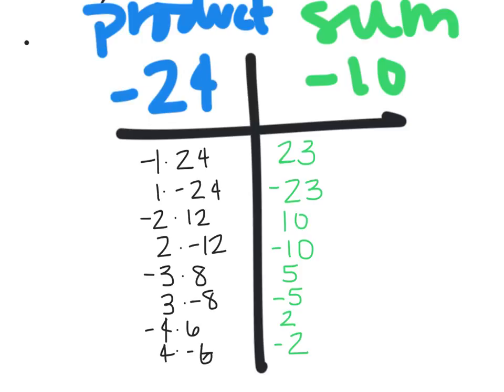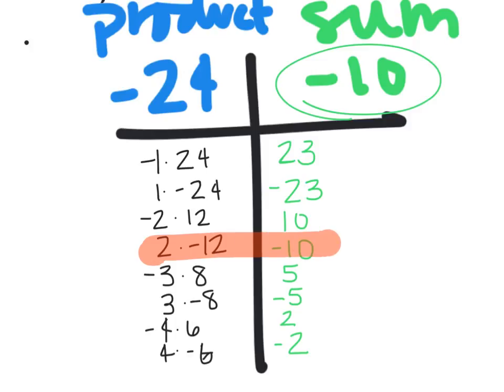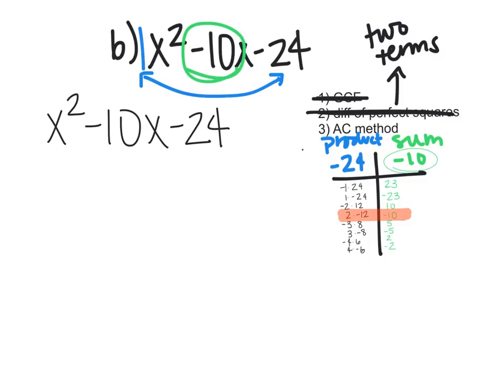So remember, I'm looking for the set that gave me negative 10. So that tells me that I am using positive 2 and negative 12 as my numbers to rewrite this problem. So I have my problem, x squared minus 10x minus 24, and I'm going to rewrite it as x squared. And then instead of minus 10x, I'm going to write a plus 2x minus 12x and then minus 24.